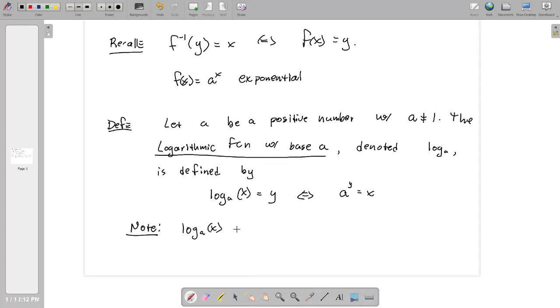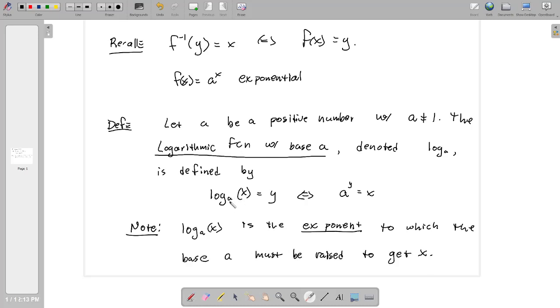Note, log base a of x is the exponent to which base a must be raised to get x. Remember, log base a of x is equal to y if and only if a to the y equals x. So here what we're saying is a to this power gives us this. So log base a of x is the exponent to which base a must be raised to get x. Log base a of x is this exponent. It's equal to y, and y is right here as an exponent. So a needs to be raised to this exponent to give us x.